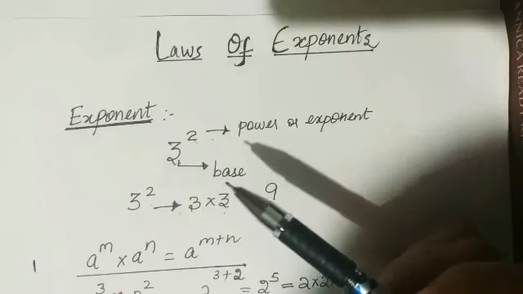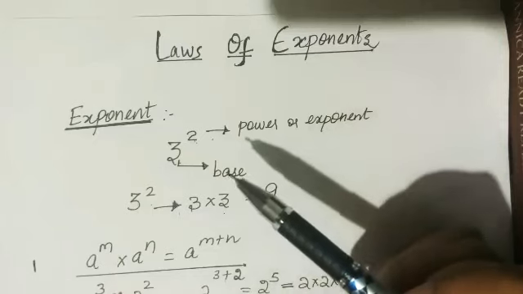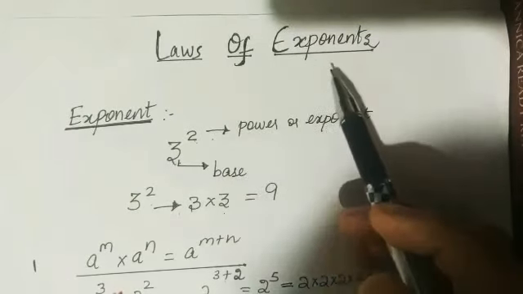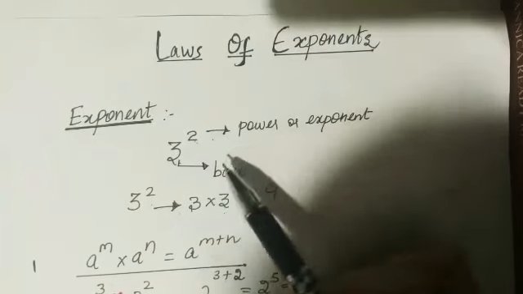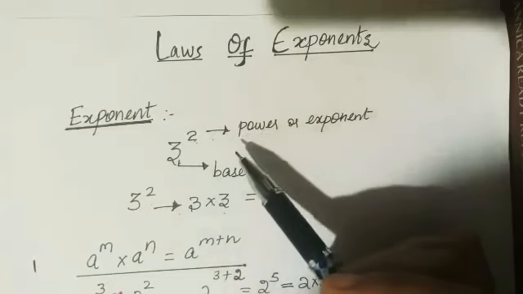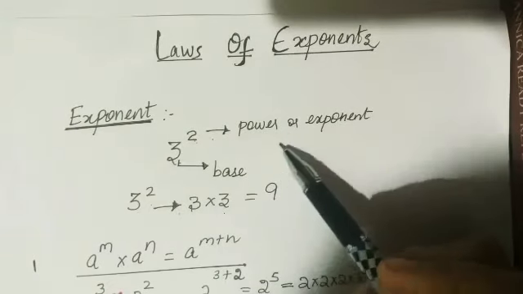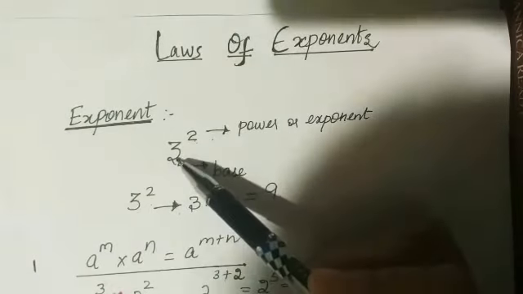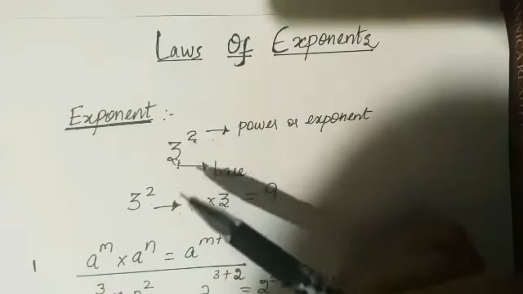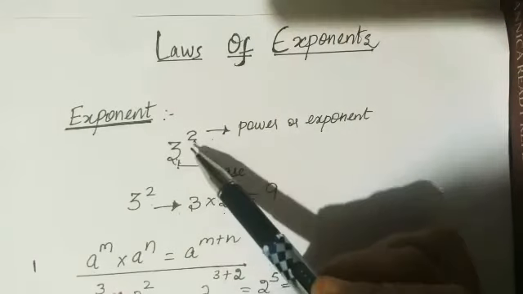Let us look in detail at the laws of exponents for real numbers in this class. As you all know, what does the term exponent mean? The term exponent means power, also known as index, but generally we use the term power or exponent. So here, 3 raised to the power 2: 3 is the base and 2 is the power or exponent.